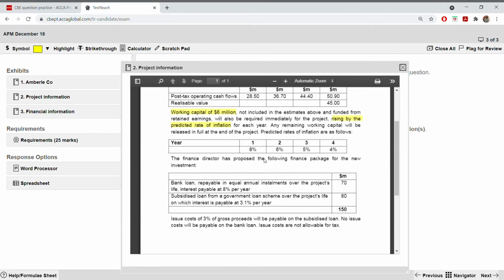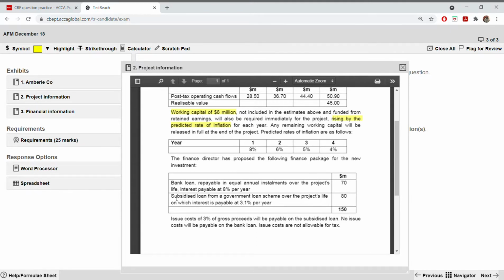Next we have the finance package prepared for the new investment. For the new investment, that 150 million we saw in exhibit 1, you have to understand how this 150 is divided. Bank loan 70 million, right? And this bank loan is repayable in equal annual installments over the project's life, that is 4 years, and interest payable is 8%. Next, subsidized loan from a government.